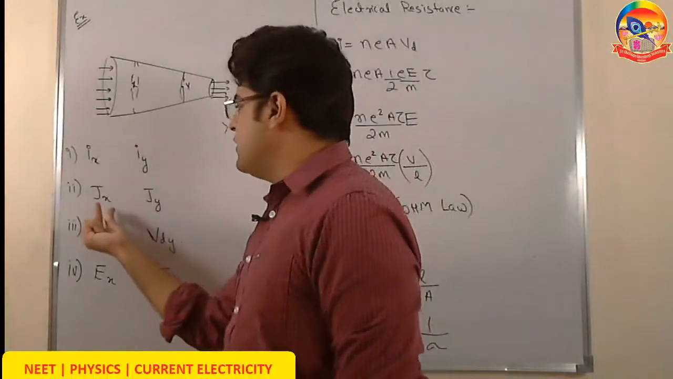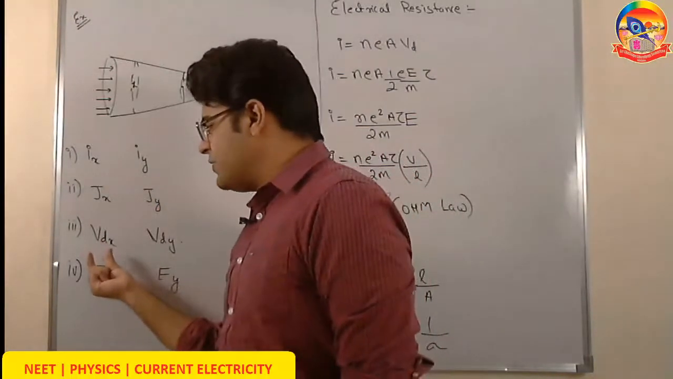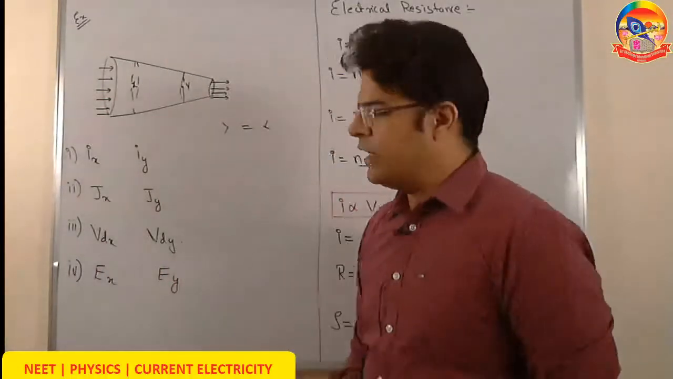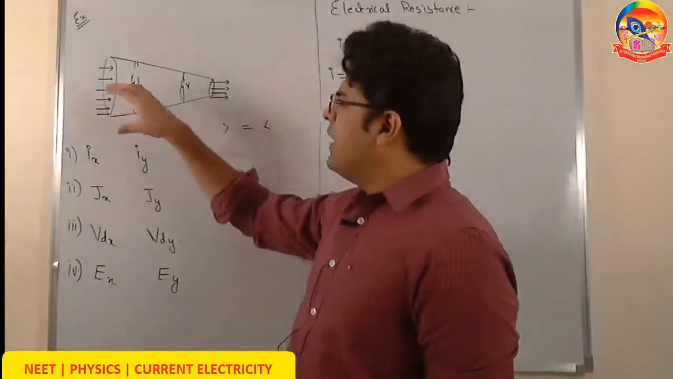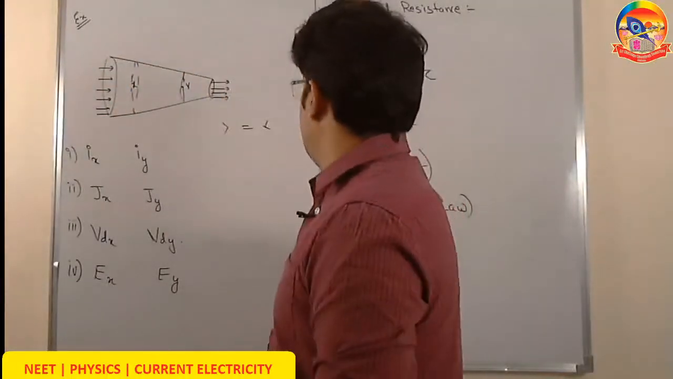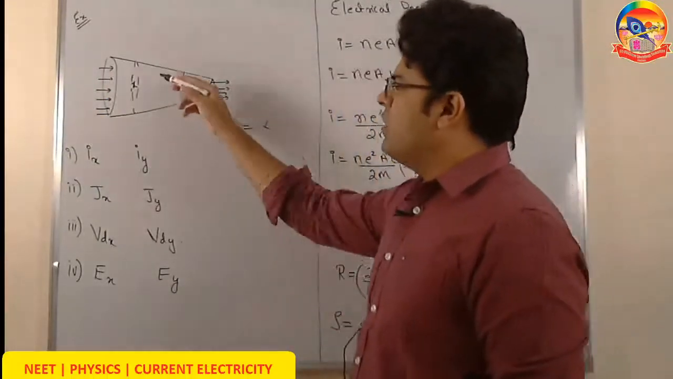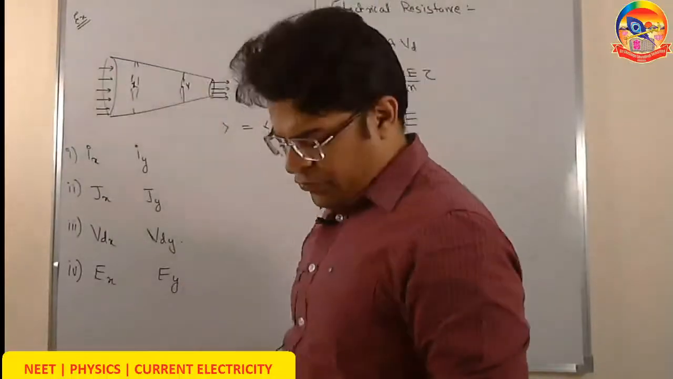Second, will the current density at x be more or the current density at y? The drift velocity at x will be more, or the drift velocity at y will be more, or the electric field at x will be more, or the electric field at y will be more. So now, first thing, where will the current be more, at x or at y? Somebody might look at I equals n e A v_d and say that here the cross-sectional area is more, so here the current has to be more.